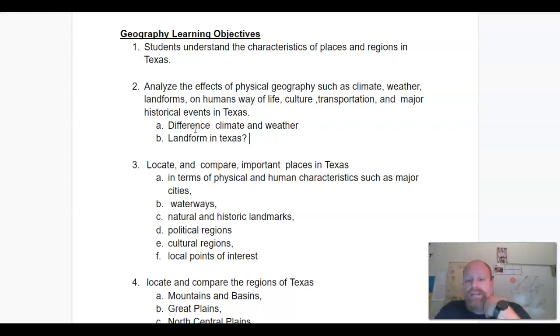Number two, I need to know the difference between climate and weather. What is that difference? So when I go read in the textbook, there's the difference between climate and weather. If I don't find it in the textbook, if it's not covered in one of the lectures or one of the videos, I can look it up. It's called the internet. It's a thing.